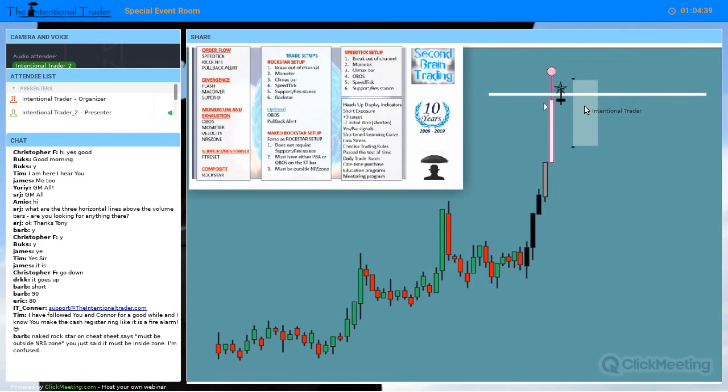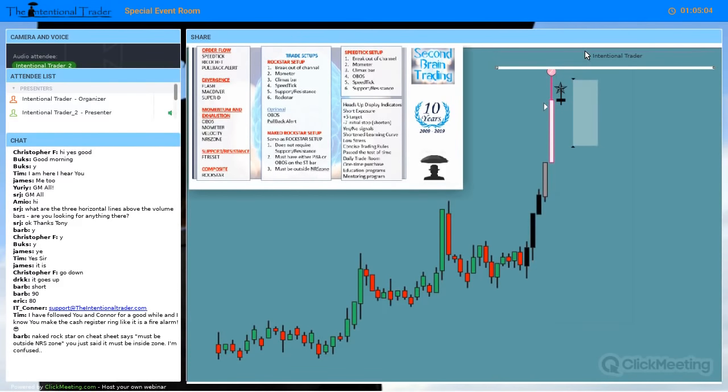I will not take what we call a naked rockstar, and I'll turn this into a naked rockstar right here. That is a naked Rockstar trade. And it's naked because there's no support or resistance behind the trade.